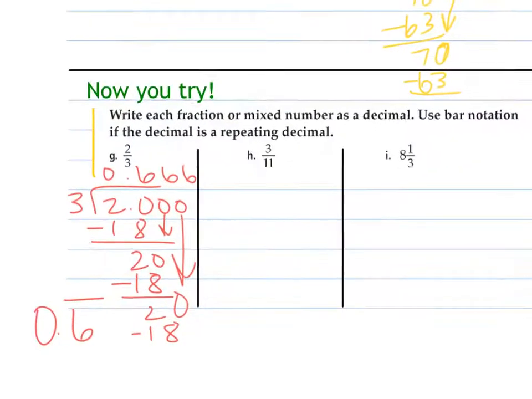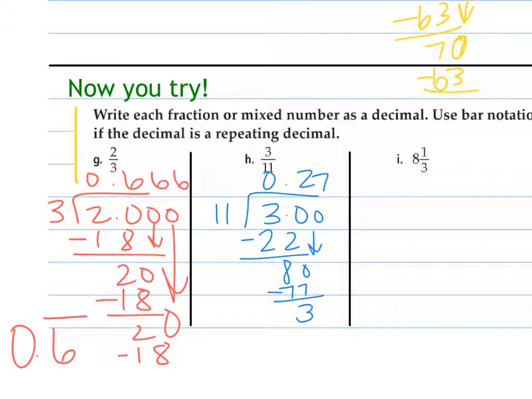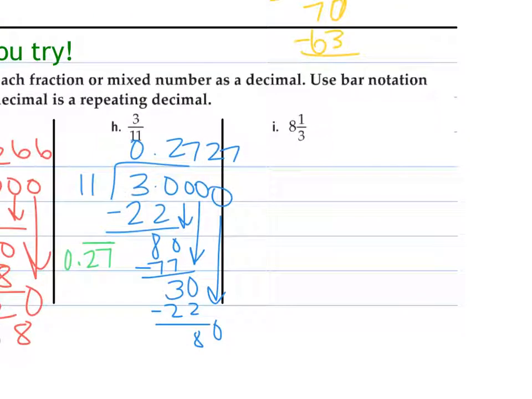Okay. Next one, 3/11. 11 can't go into 3. 11 goes into 30 twice, which would be 22. Do your subtraction. 11 goes in there 7 times, which would be 77. Goes into 30 twice, which would be 22. Goes in there 7 times, and if I notice, it's going to start repeating. So the way I would write this one, I'm going to change colors, 0.27, and you put the bar notation over both 2 and 7, showing that it's going to keep going, 27, 27, 27.